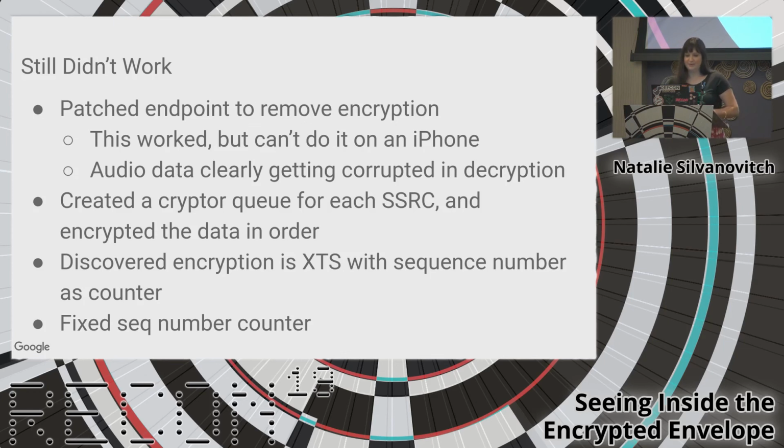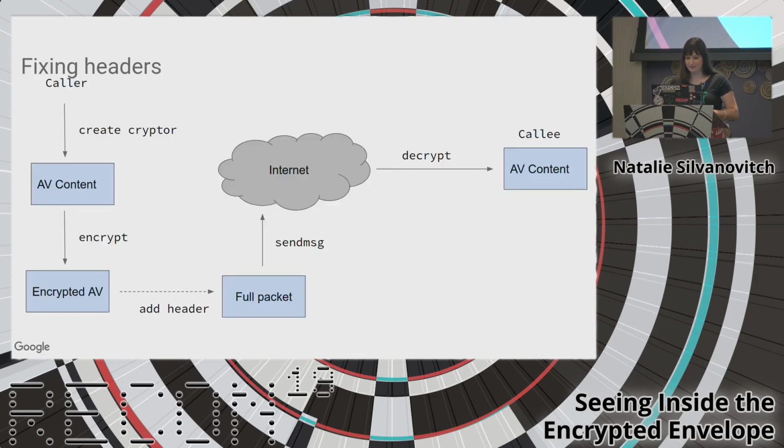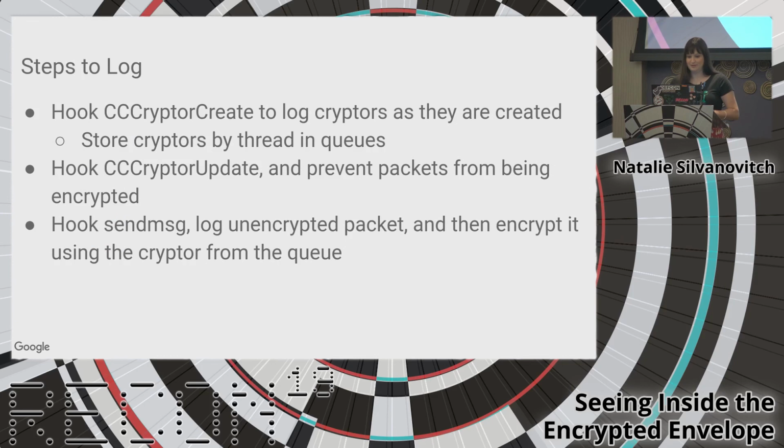So then I realized there were a few more problems here. One was that each SSRC had a different crypto key, so I couldn't just use the encryption function when it was called. I had to extract the key. Also, I discovered that it was an XTS encryption mode with the sequence number of the packet as the counter. So then I had to log the sequence number and then make sure when I sent it a second time that it was in sync with the sequence number that was being used for encryption. So I wrote a way to basically calculate the correct sequence number, and then that basically worked.